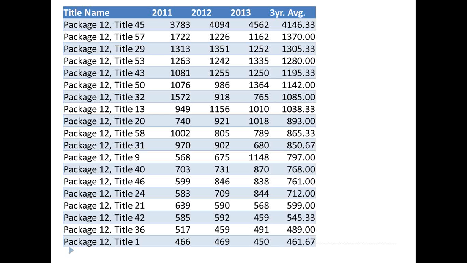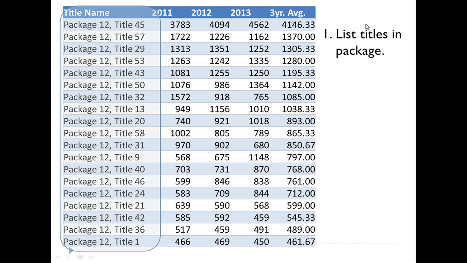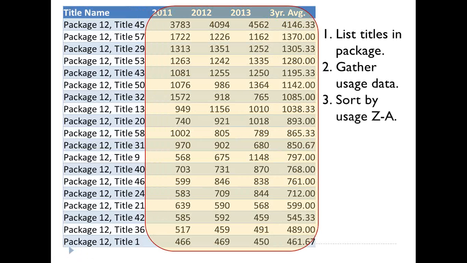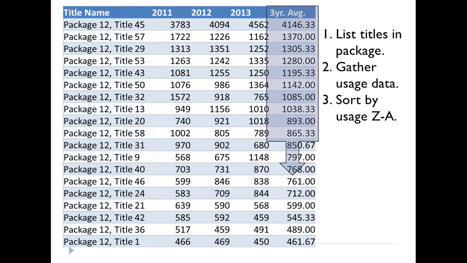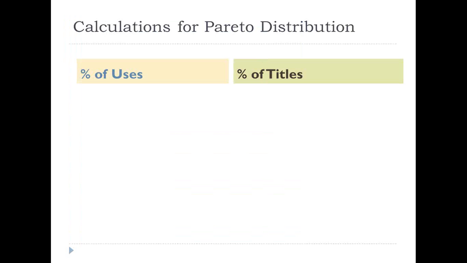So it's really pretty easy to develop these calculations. First, you list the packages, you list the titles in the package. Then you gather the usage. And then you sort the titles by usage, in this case our 3-year average, Z to A, highest to lowest. And then you can calculate the two parts of the Pareto, the percentage of uses and the percentage of titles. The percentage of uses is the cumulative sum of uses divided by the total uses.